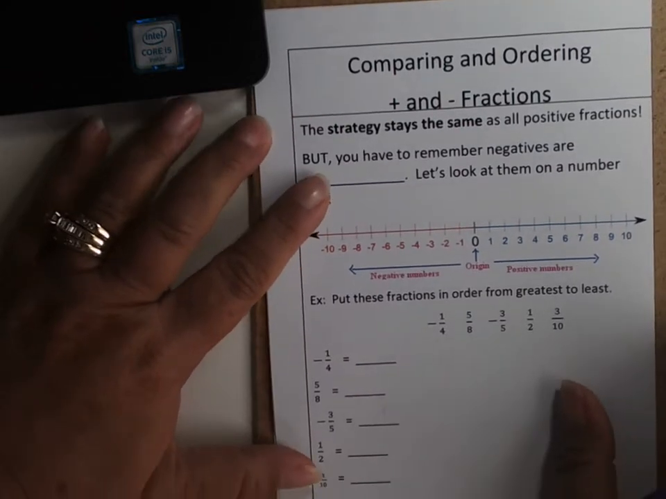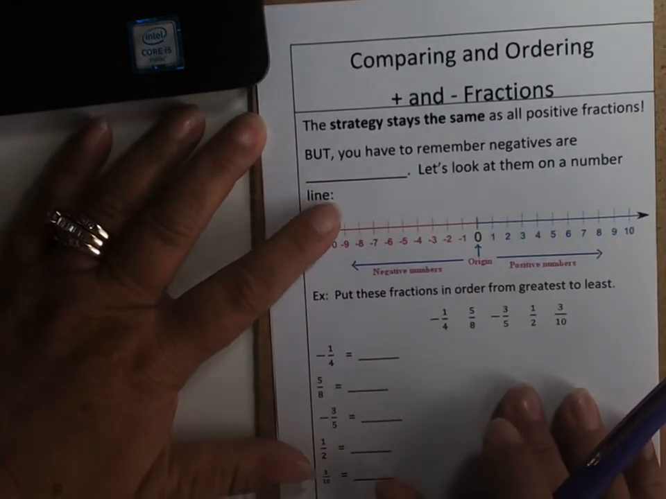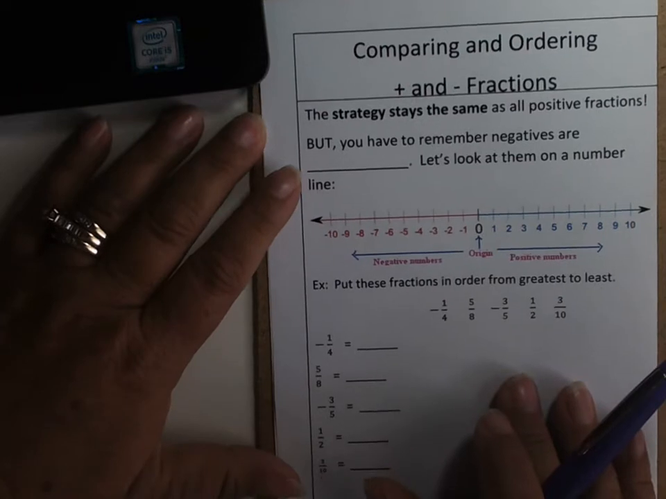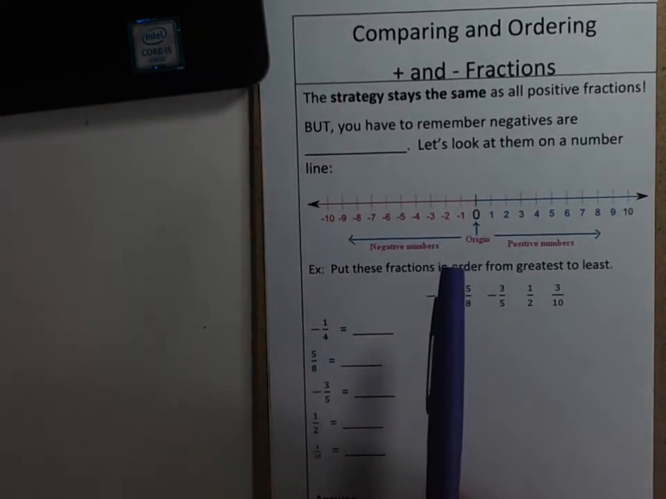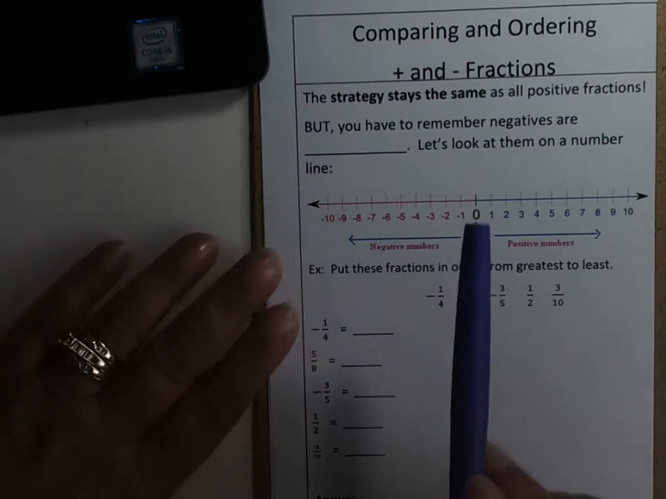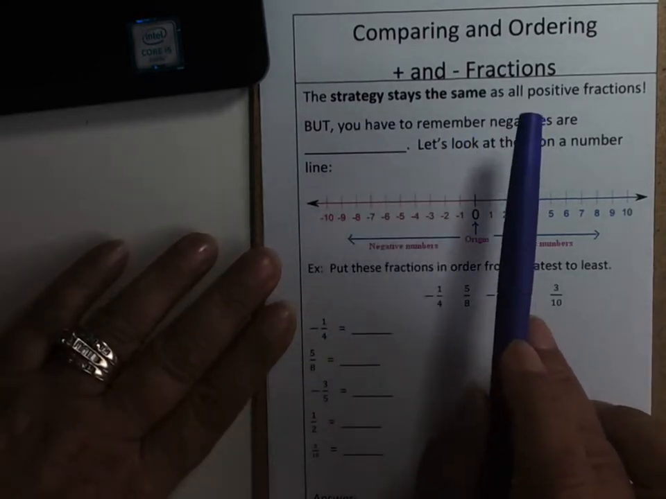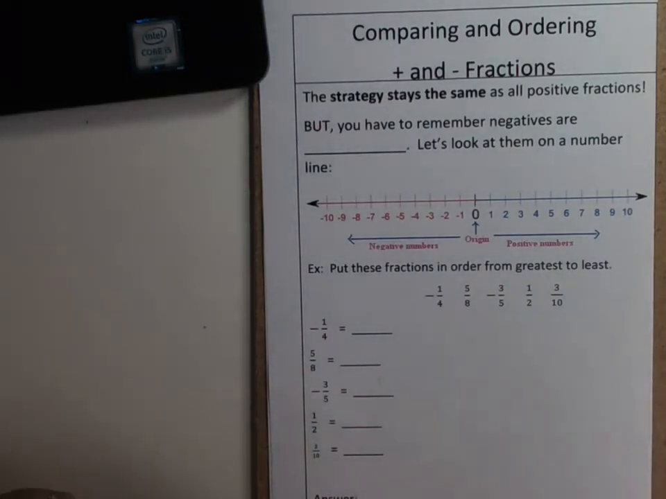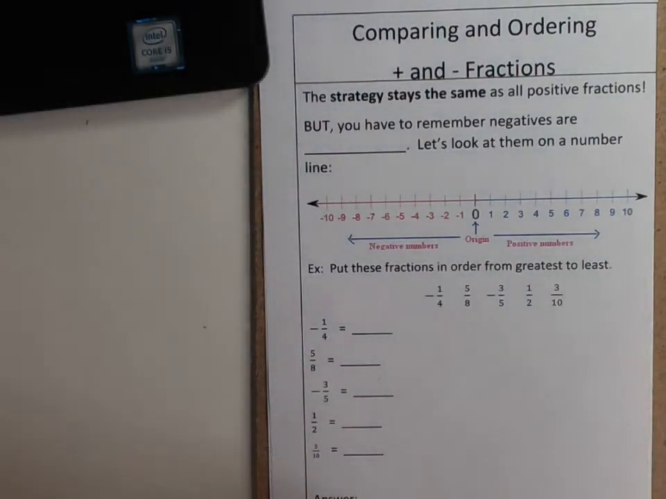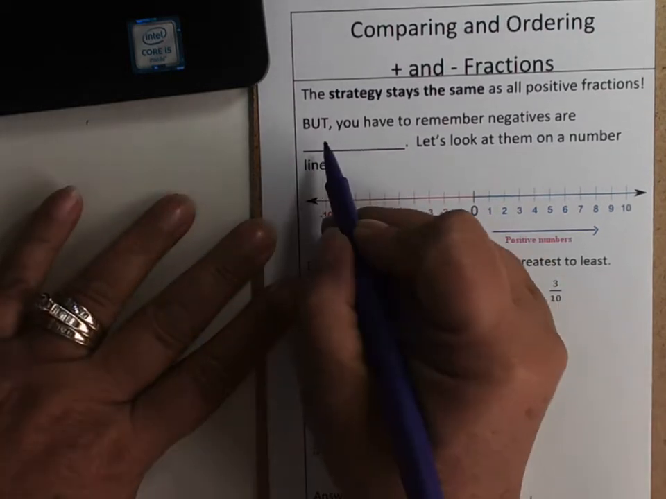Okay, welcome back. We are comparing and ordering positive and negative fractions. So if you think back a couple days, we did comparing positive fractions. So the strategy stays the same as when you did positives, but you have to remember that negative anything, negative fractions, decimals, whatever, are backwards.